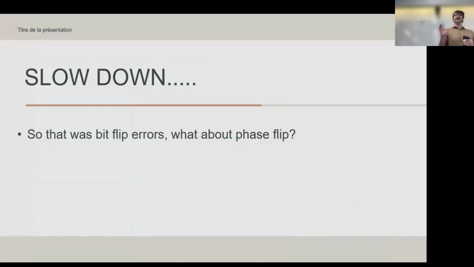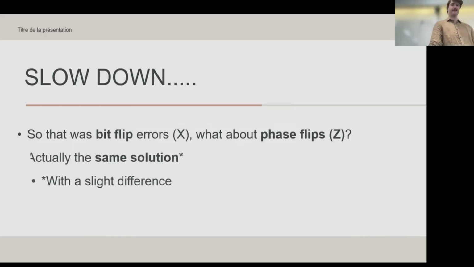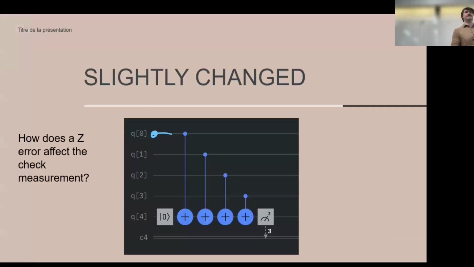So, okay, yeah. We have to slow down for a sec. Remember when I said everything we were doing is X errors? But what about Z errors? We're not caring about those up until now. So it turns out you can actually do pretty much almost the same thing with slight changes, and you can still detect Z errors. So to demonstrate this, the Z error is blue instead of red.